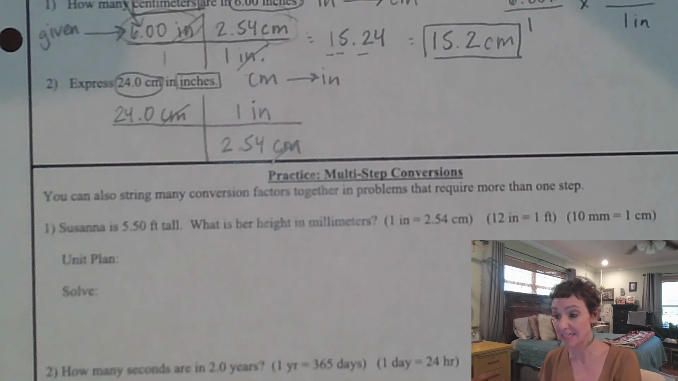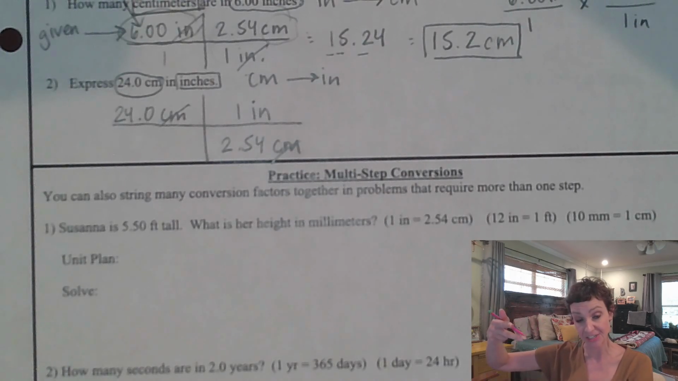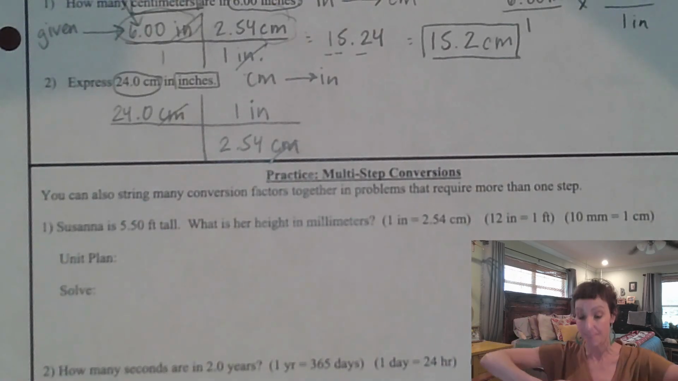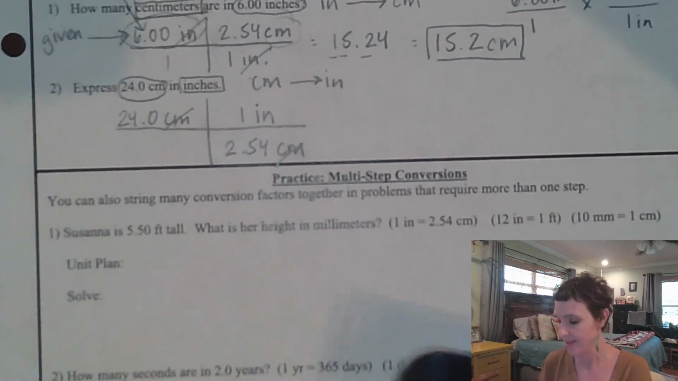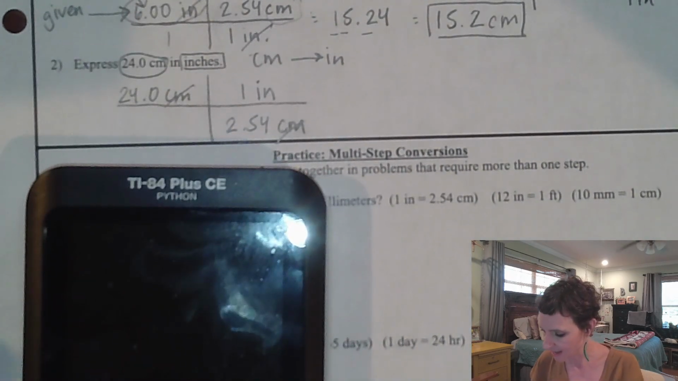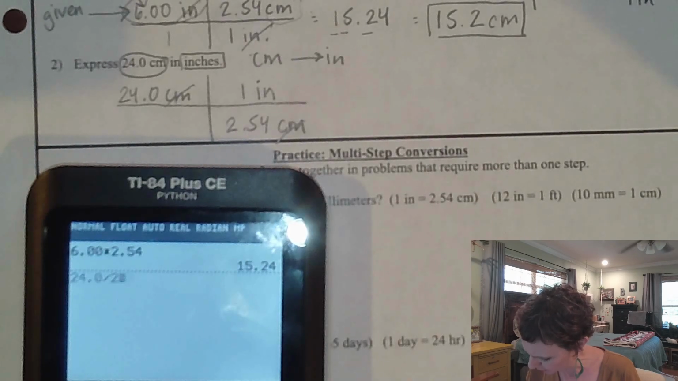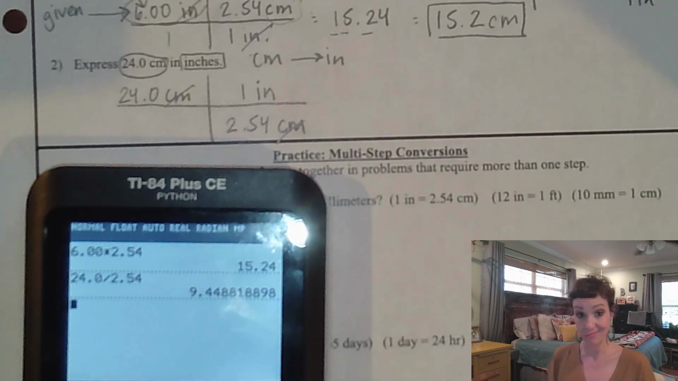This one is a little bit different because the way my conversion factor is oriented, I now have something on the bottom. That's like having a bottom part of your fraction, something in the denominator, which means we would have to divide by any value that is not a 1 that's on the bottom, okay? So I have, here we go, 24 divided by 2.54 is equal to that, okay?